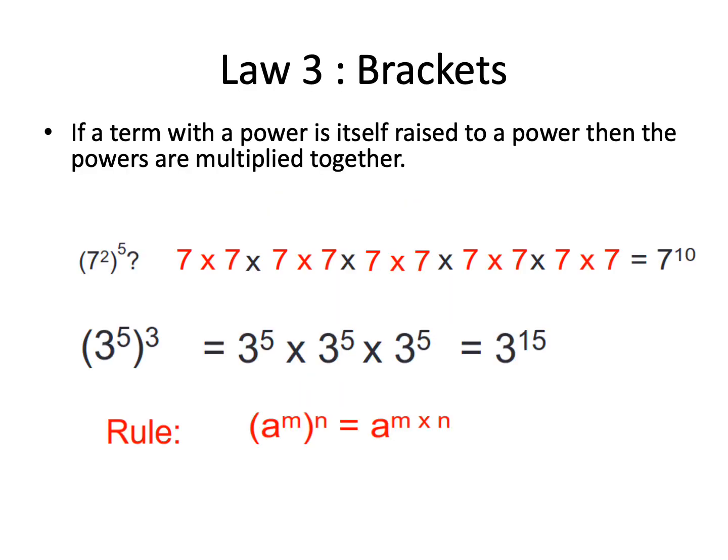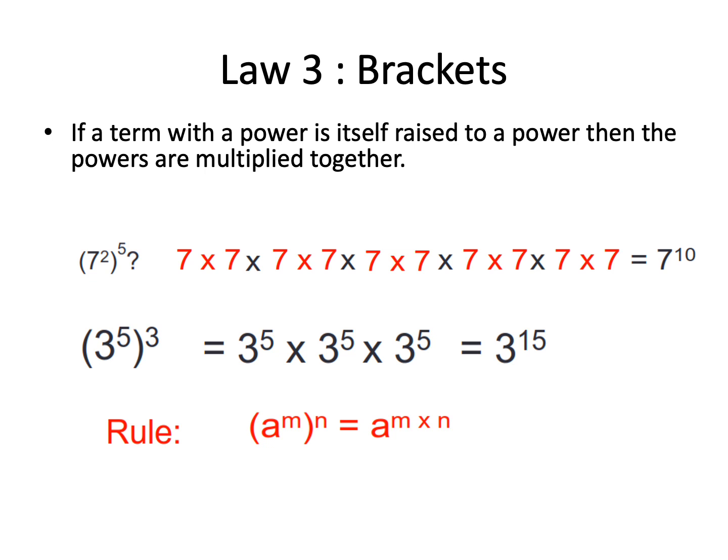Now again I will speak to you about the third law of indices. The third law of indices states that if a term with a power is itself raised to a power, then the powers are to be multiplied together. That is, 7 to the power of 2, the whole to the power of 5, gives us 7 to the power of 10. How do you get the power 10? You just multiply the powers 2 and 5. That is, 2 multiplied by 5 gives you 10.